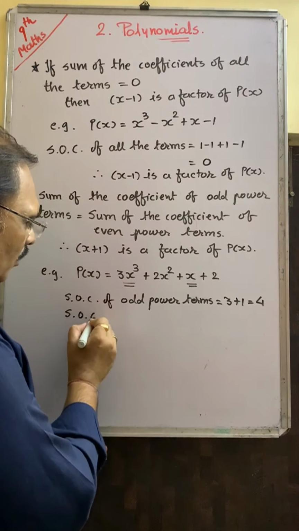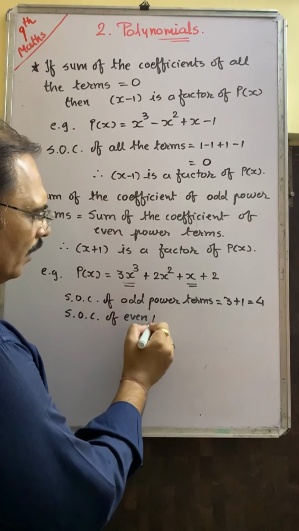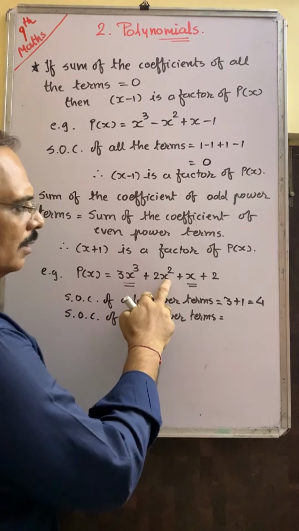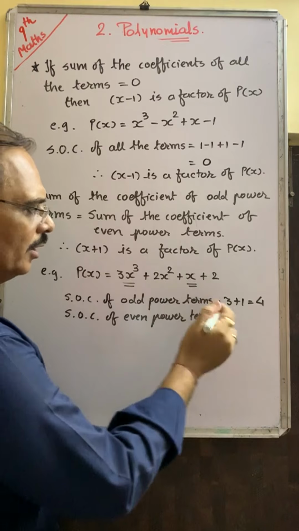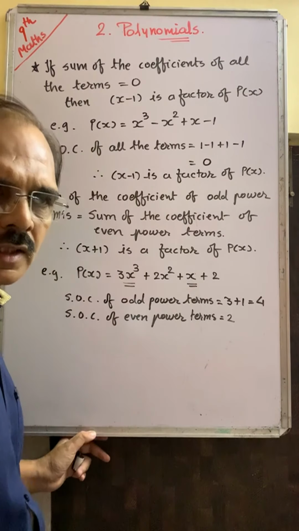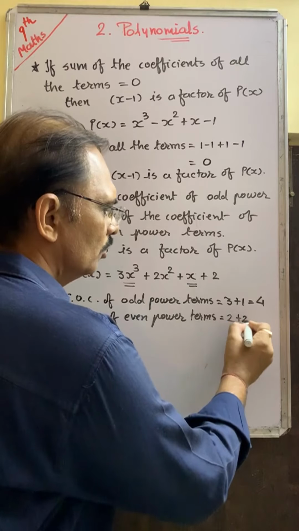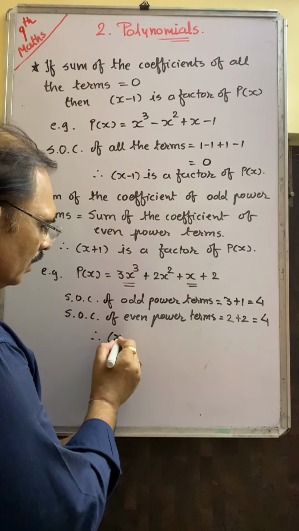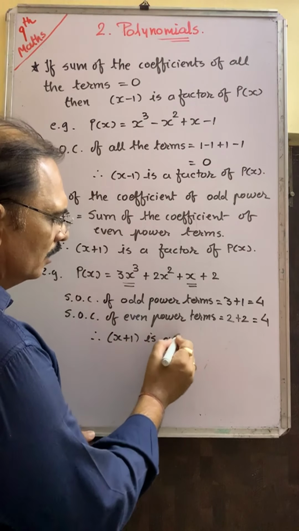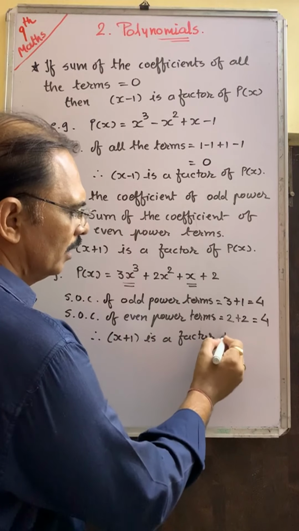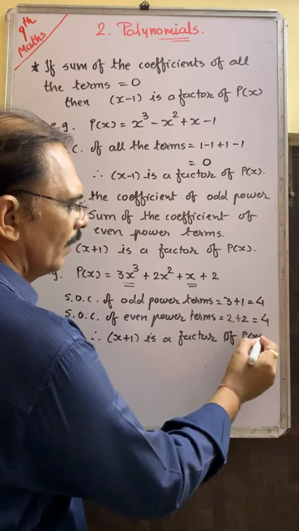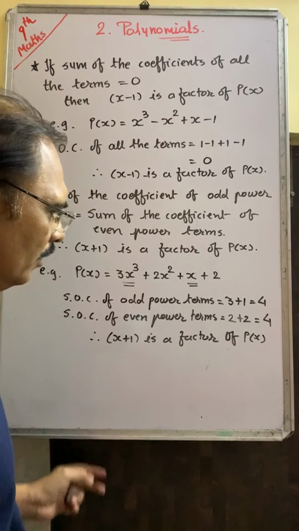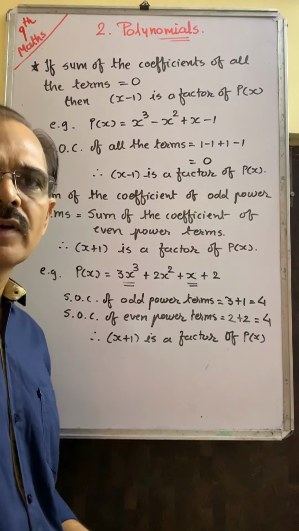Same manner, sum of the coefficient of even power terms. 2 power is even, so its coefficient is 2, and the constant we called even power, so it is also 2. So 2 plus 2 is 4. If both are equal, then you can say that x plus 1 is a factor of given polynomial. Okay, it should be same. If same, then and then we say that x plus 1 is a factor.